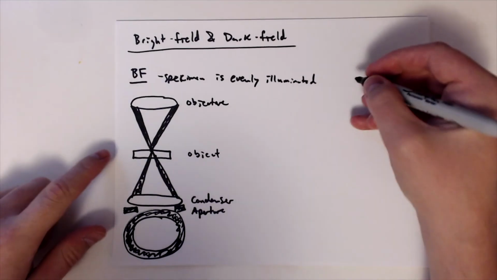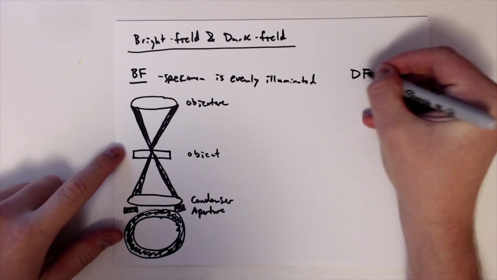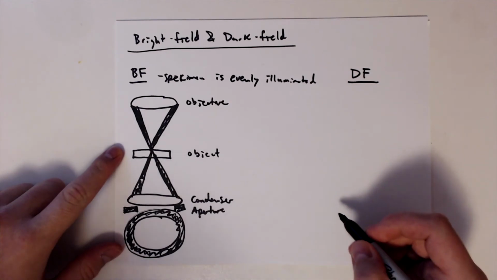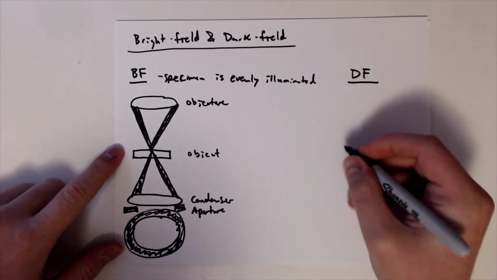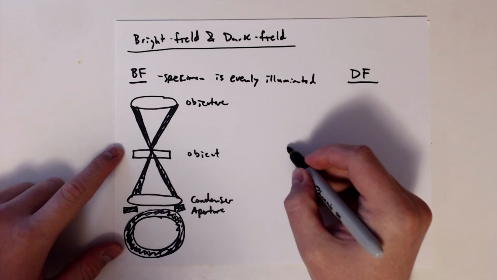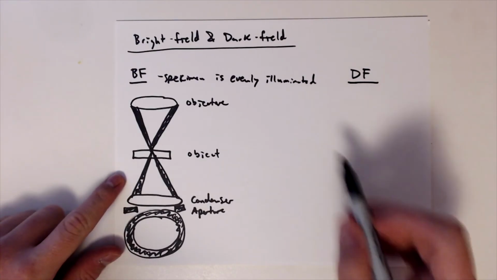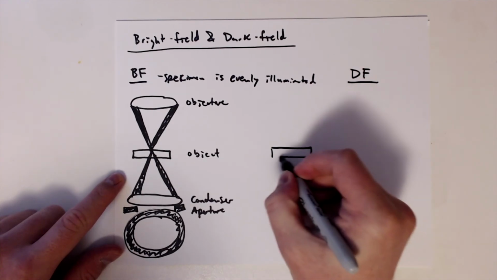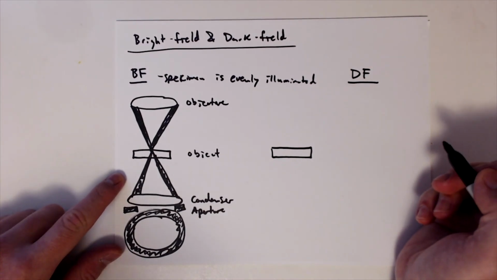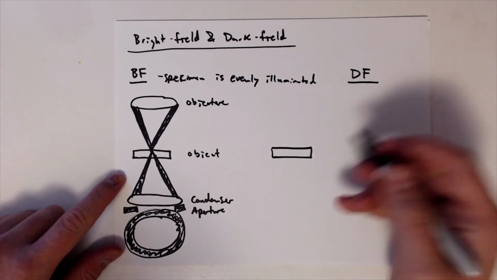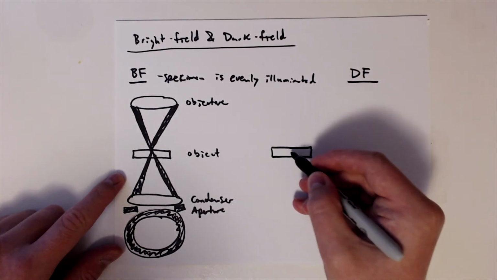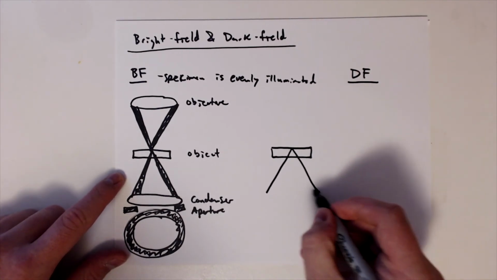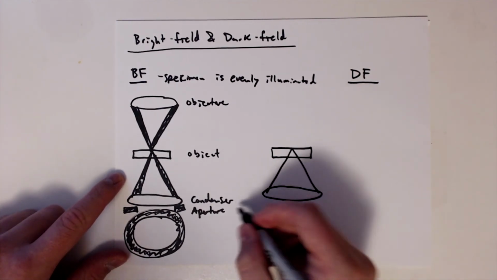So dark field, or DF, we can kind of think of as the opposite. So we still have, and I'm going to just draw it on this side so you can kind of see the comparisons between these two modes. So again, we have our object. We have light converging from the condenser, right? So this is still our condenser.